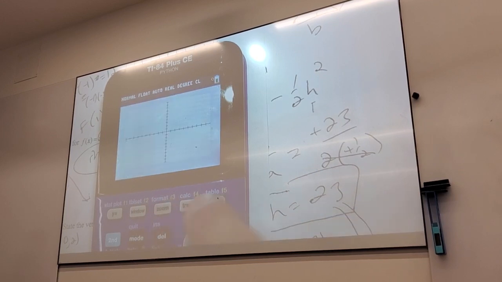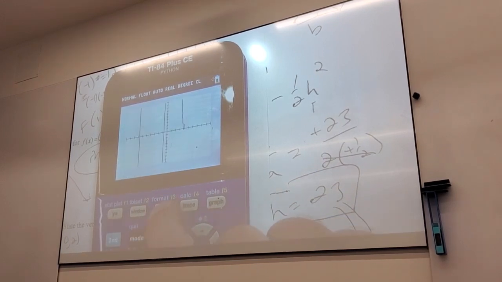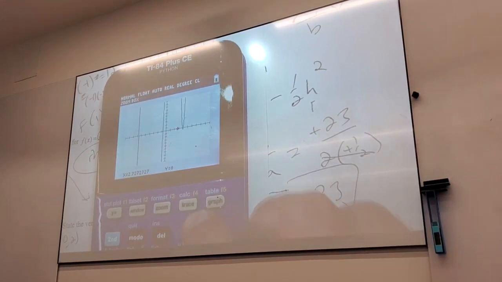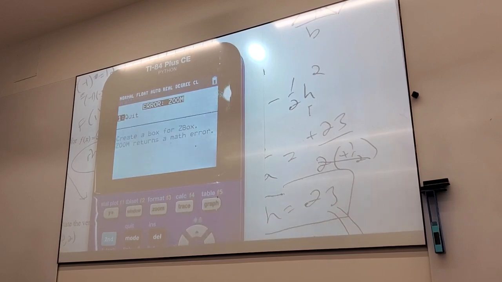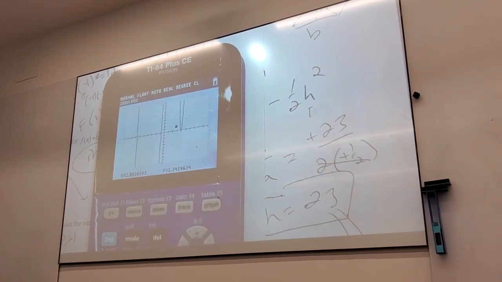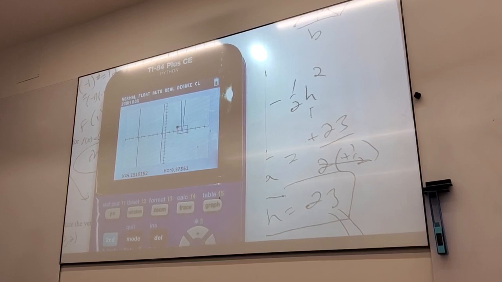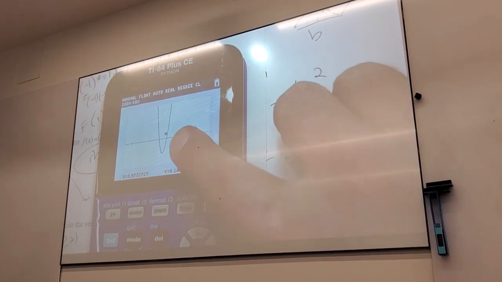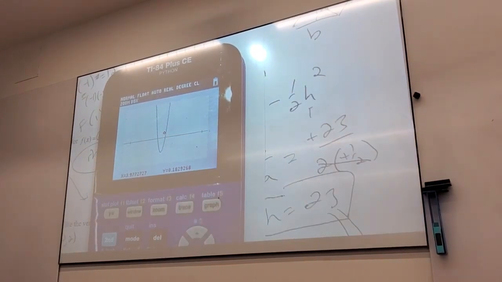Let's see. So zoom box. Put your cursor in the corner of the box you want. Hit enter, and then down and over, it opens a box. And then you're gonna zoom in on that, sort of like CSI Enhance. Okay. And then define an intercept. Is that cool? Are you with me?